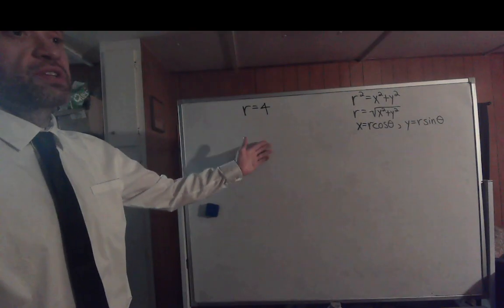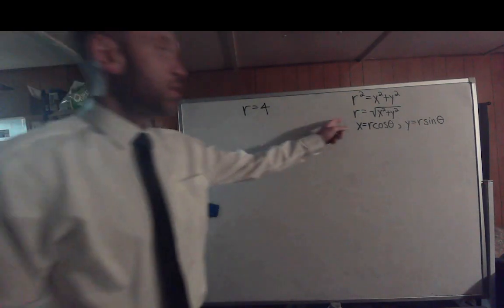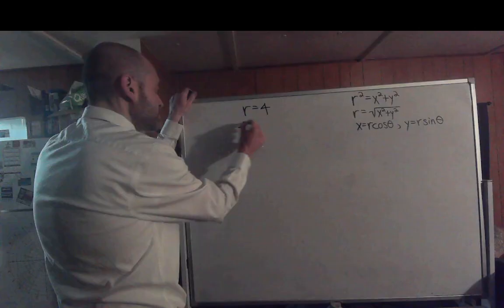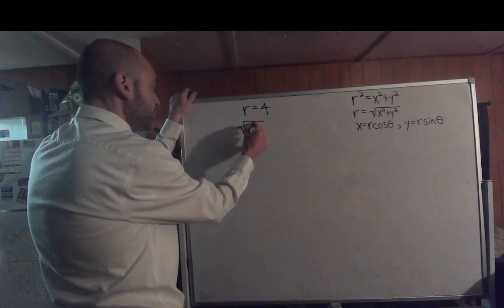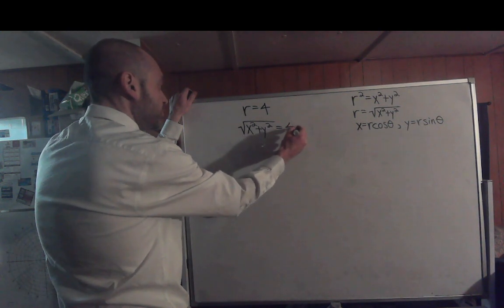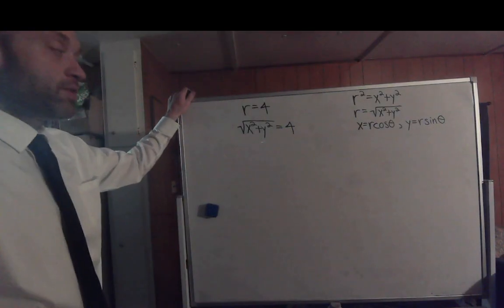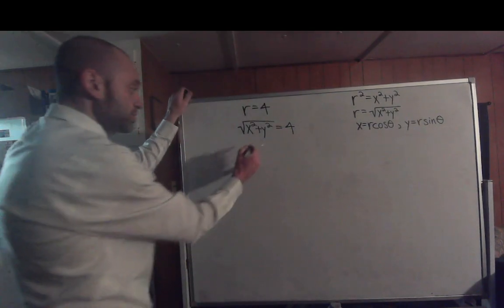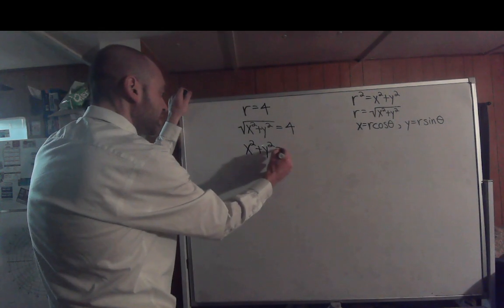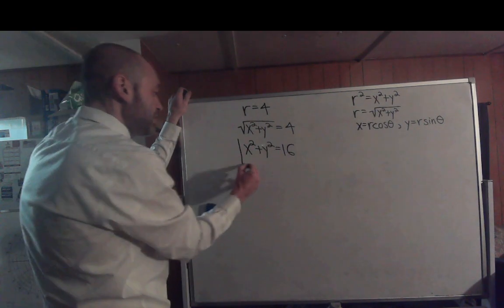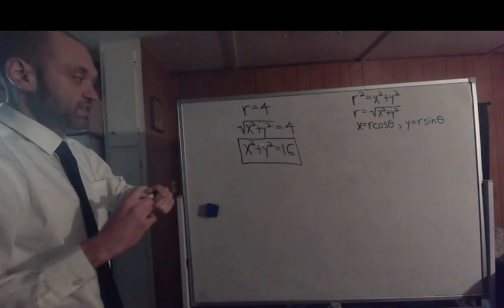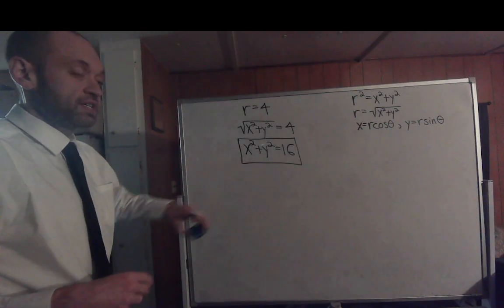How do we convert this into rectangular form? Well, we have r equals the square root of x squared plus y squared. So you would get the square root of x squared plus y squared is equal to 4. Now we just want to get rid of the radical, so we'll just square both sides. You would get x squared plus y squared equals 16. And there's the rectangular form of this circle. It's x squared plus y squared equals 16.